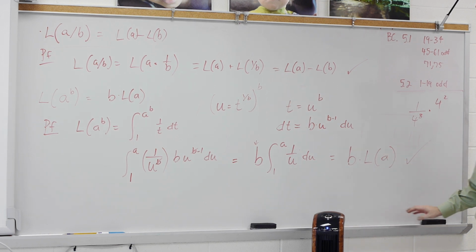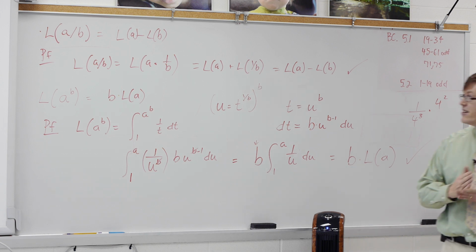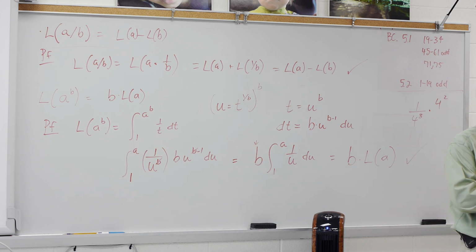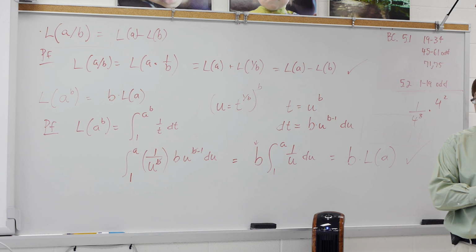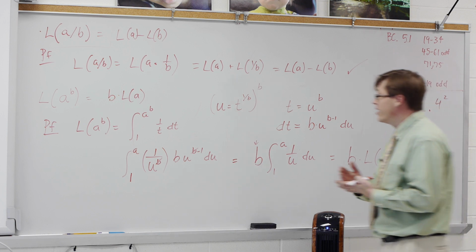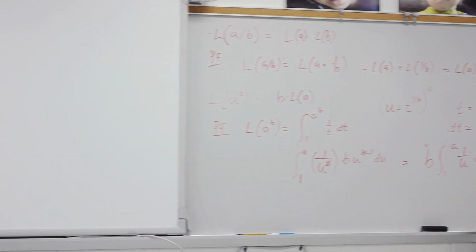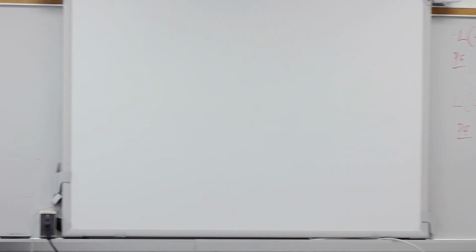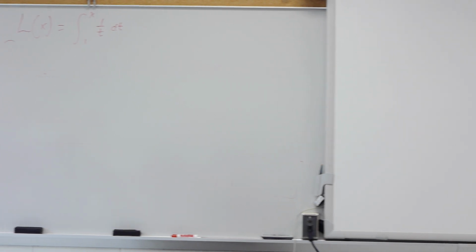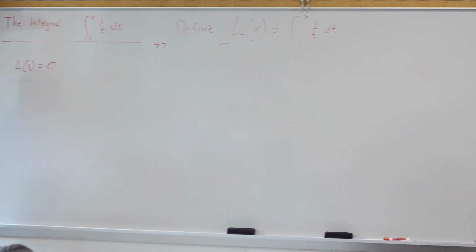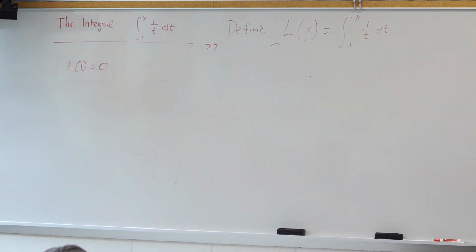Okay. So we've proven a times b, a divided by b, 1 over b, and a to the b power, which is pretty much all the properties that we can do now. So let's see what else we can say about this capital L function. We'll just recall that L of 1 is 0.